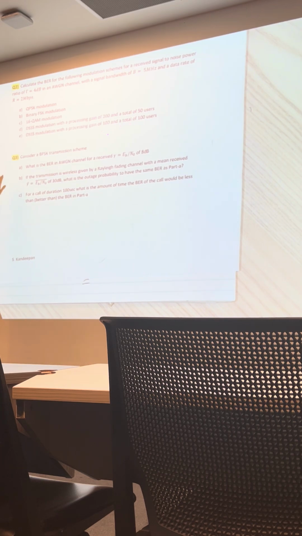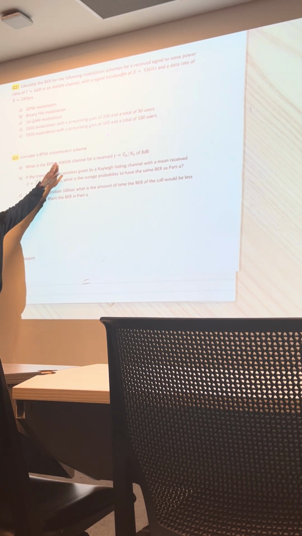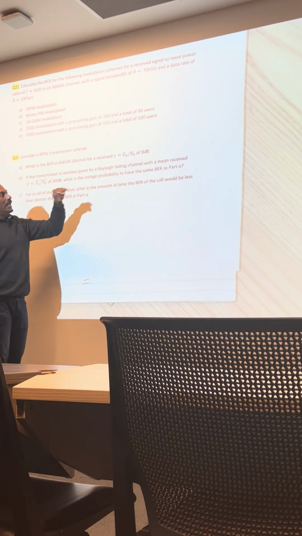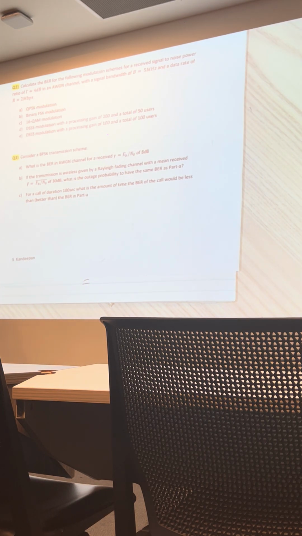So there's a BPSK transmission scheme. I hope you have access to the lecture notes. The BPSK bit error probability is the same as the bit error probability for QPSK as well in Q2 part A. So you can use that. What is the bit error rate for this transmission for the gamma of 8 dB?